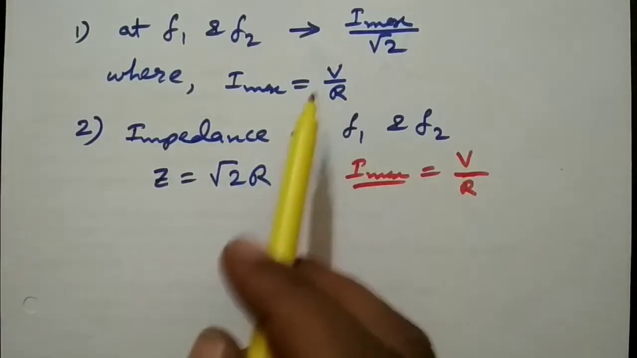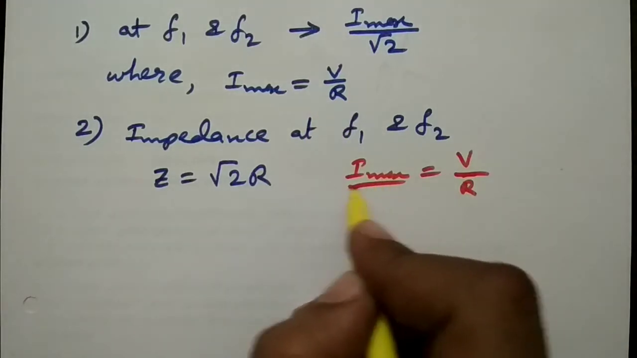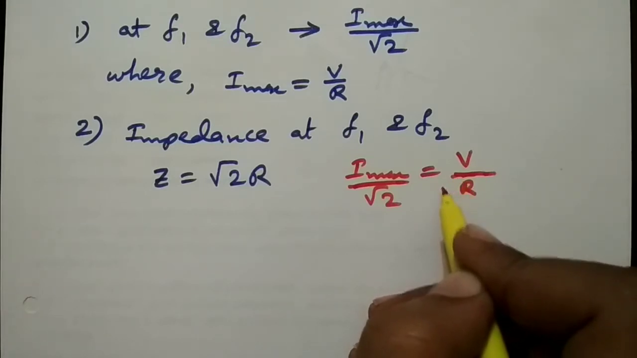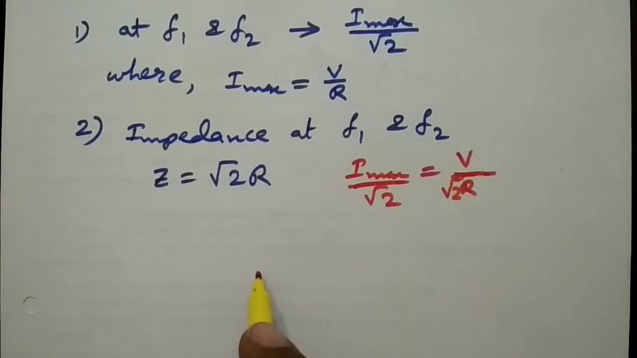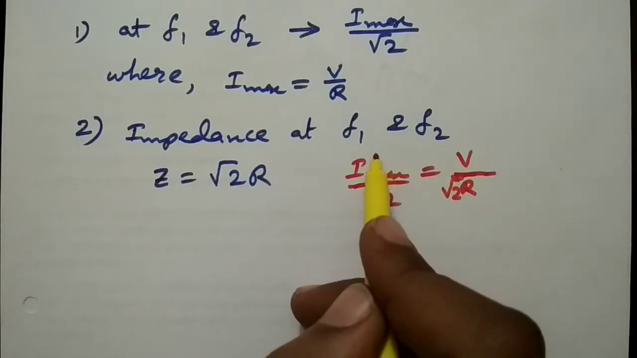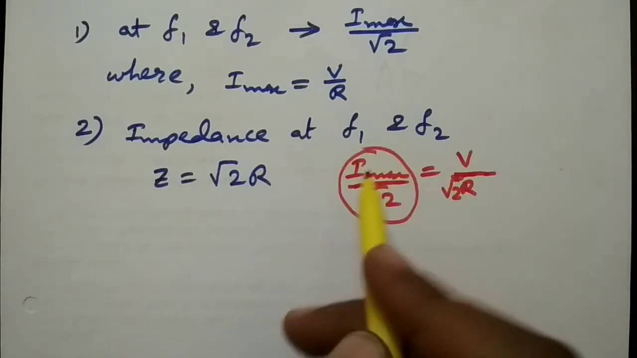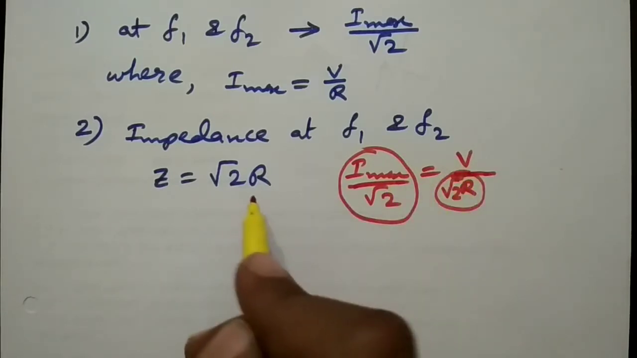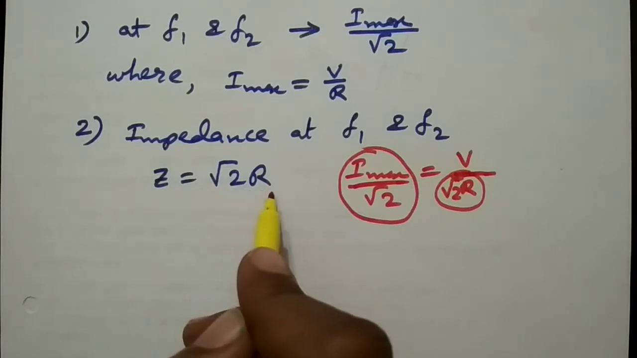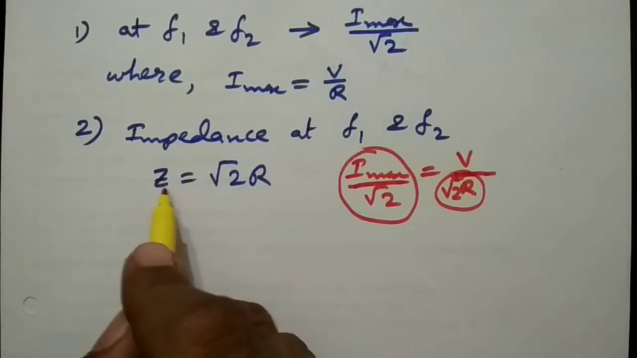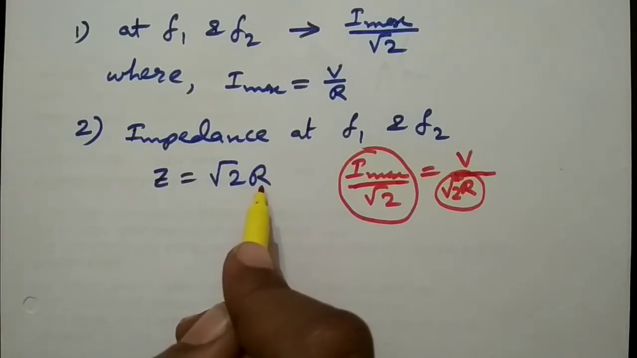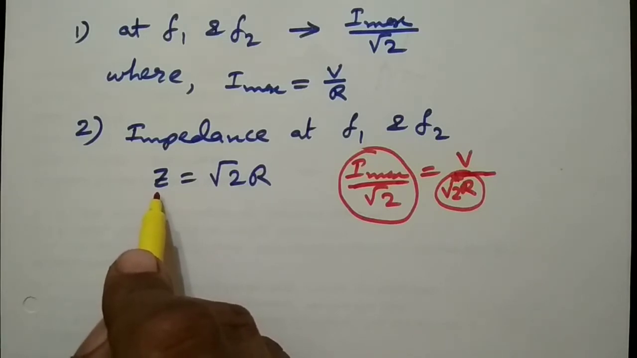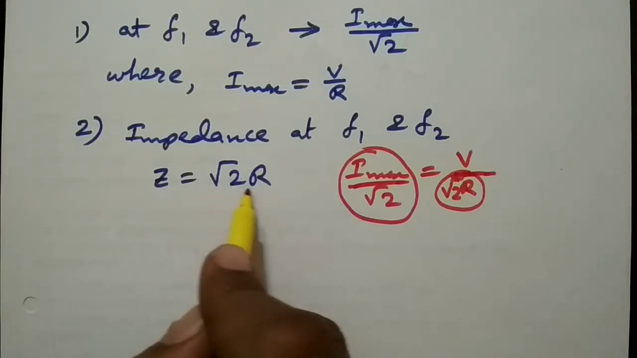Now if I want to get the I max by root 2 current, so if I divide the I max by root 2, then on this side also you have to divide by root 2. That means when the current is I max by root 2, in that case the value of the impedance will be root 2 into R. This is the magnitude of the impedance. It is only the multiplication of the resistance by root 2. The magnitude of the RLC series circuit impedance should be equal to root 2 into R.